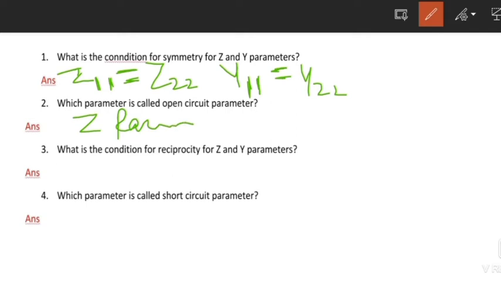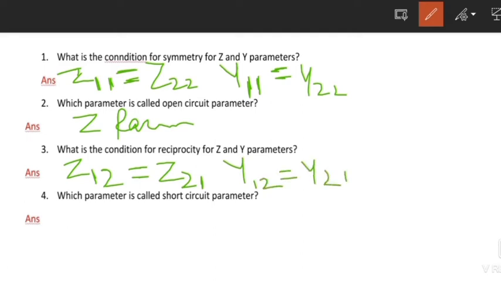Next question, what is the condition for reciprocity for z and y parameters? So the condition for reciprocity for z parameter is z12 equal to z21, and for y parameters it is y12 equal to y21. Next question, which parameter is called short circuit parameter? So the short circuit parameter is y parameter.